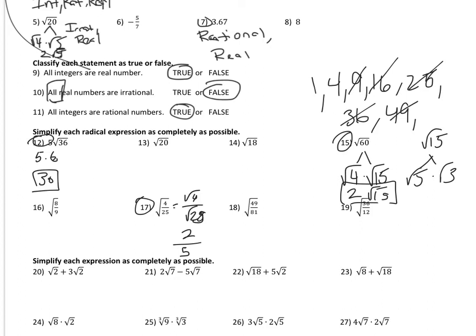Okay, and I can't simplify that fraction anymore, so I'm done. I'll take a look at 19. It is the square root of 36 divided by 12.